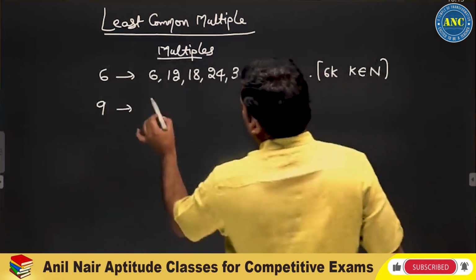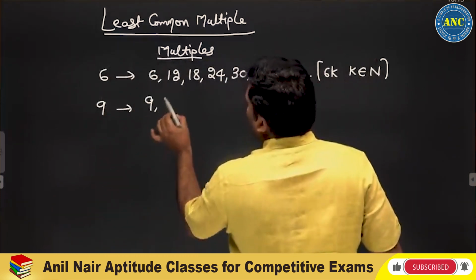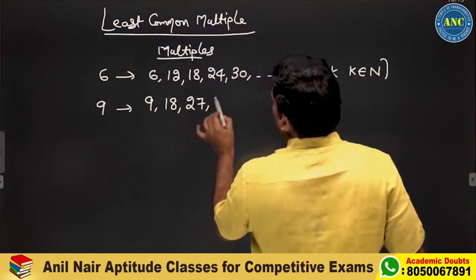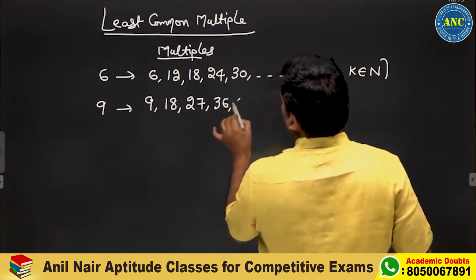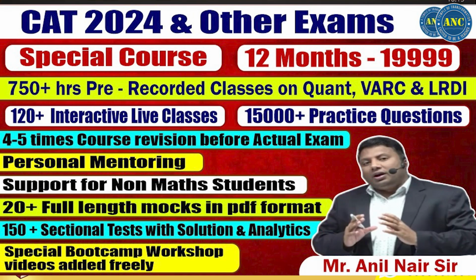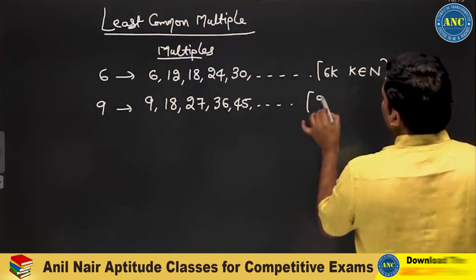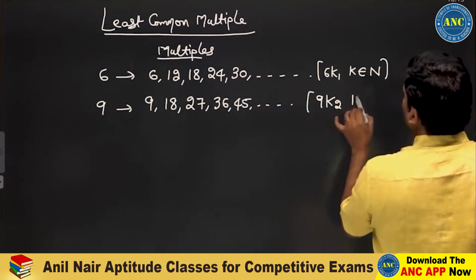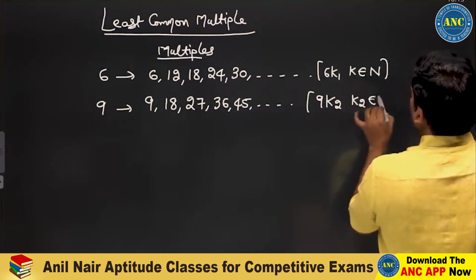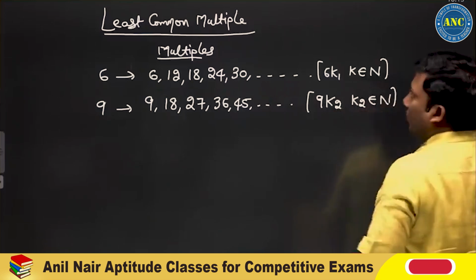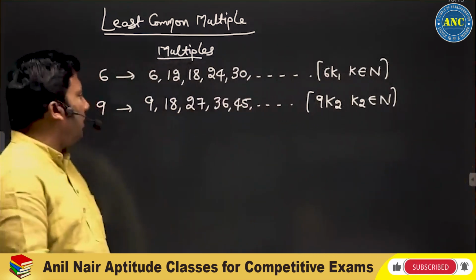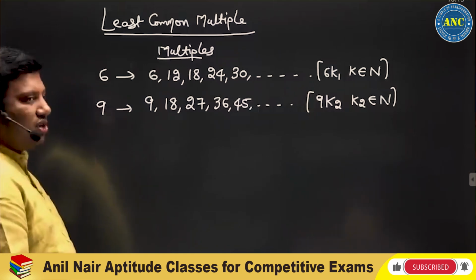Similarly, the multiples of 9. 9 ones are 9. 9 twos are 18. 9 threes are 27. 9 fours are 36. 9 fives are 45, and so on. Any multiple of 9 is of the form 9k. I will put 6k1 and 9k2, where k1 and k2 are natural numbers.